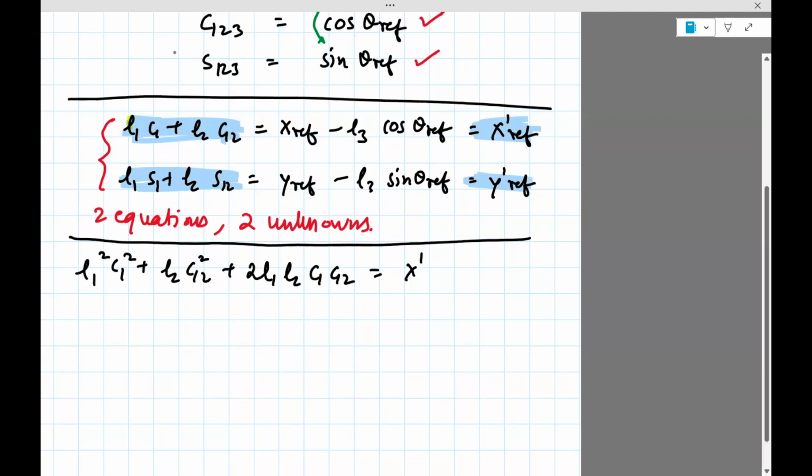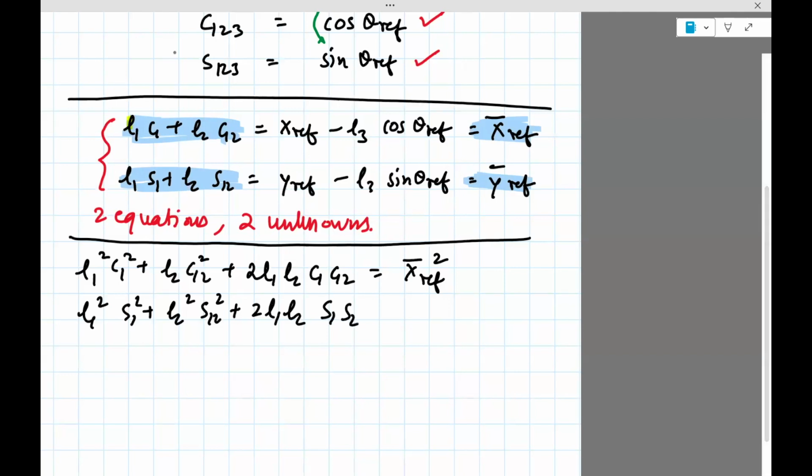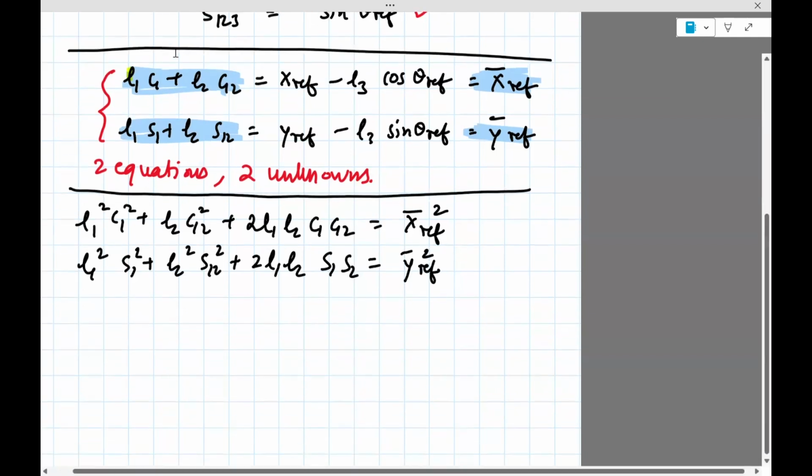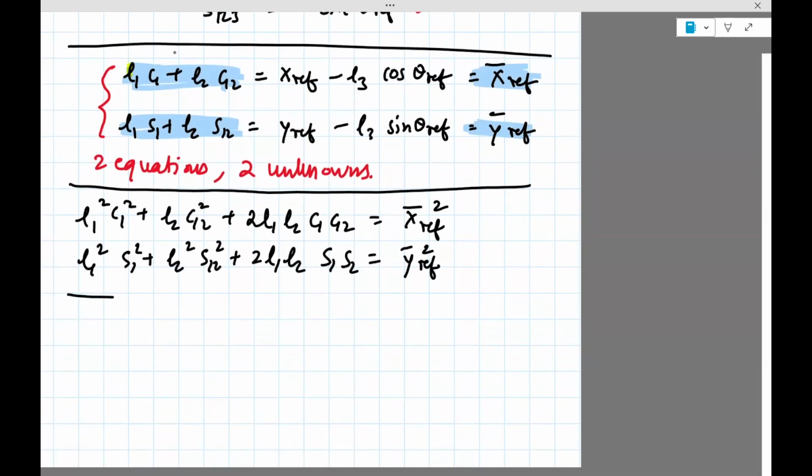Equals x prime. Just put x bar here, it's easier later on. x bar f square, and then L1 square S1 square plus L2 square S12 square plus 2 L1 L2 S1 S12 equals y bar f square. Okay, this is summing it up.